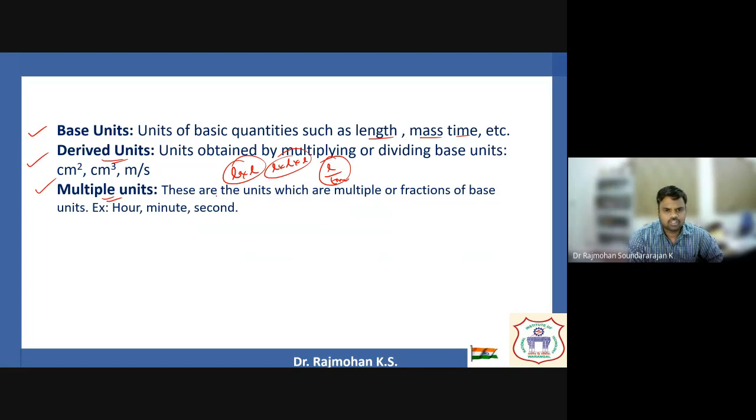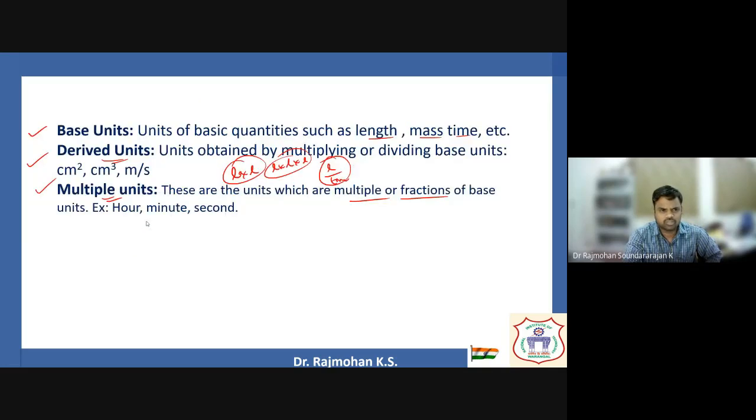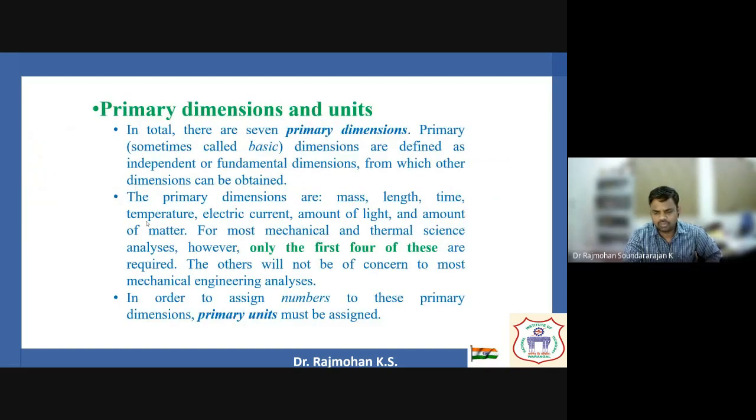What are multiple units? These are units which are multiples or fractions of base units. So by taking fractions or multiples, we get different units, which are called multiple units. And these dimensions, as I said, primary base units, primary units, whatever different name different textbooks use, we will look at them one after another. There are around 7 primary dimensions, which are also called basic dimensions. However, the first 4 are important to our chemical engineering analysis.